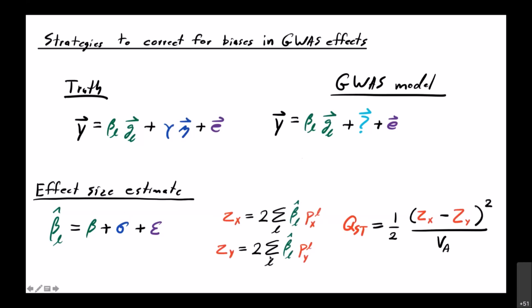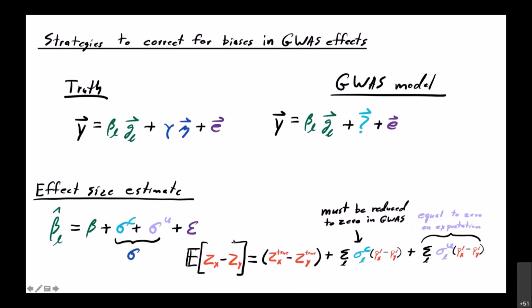So let's again think back to our simple scenario. Suppose we have two populations X and Y. We have this sort of simplest polygenic adaptation test you could do of computing QST and then asking, is QST larger than FST by some amount? And the key thing here is this numerator term, this difference in polygenic scores between the two. And so if I do what I did before, and I look at the expected difference in polygenic scores between the two, again, I have this true difference, the thing that we're trying to measure.